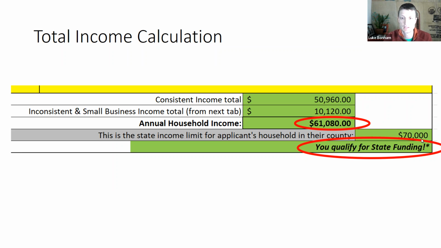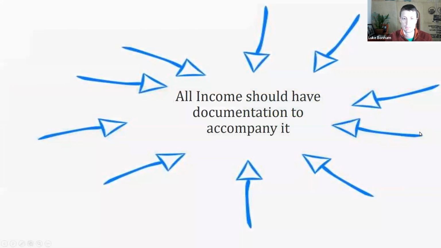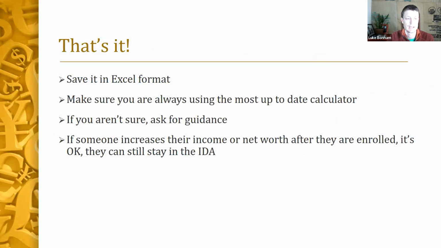Everything in the income calculator should have documentation to accompany it, because you calculate based on the documentation, not what the participant tells you. NP looks at income documentation to confirm that we agree with your calculation. And that is it. You save this in an Excel format. Make sure you're always using the most up-to-date calculator to ensure that the income limits are accurate. Know that this process can be difficult and situations are all different. And if you aren't sure, ask for guidance.